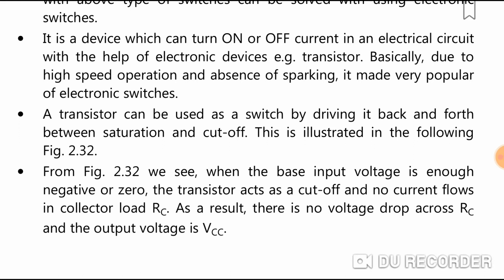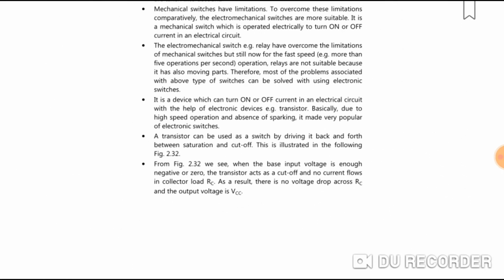A transistor can be used as a switch by driving it back and forth between saturation and cutoff. This is illustrated in the following figure. We see that when the base input voltage is negative enough or zero, the transistor acts as a cutoff and no current flows in the collector load RC. As a result, there is no voltage drop across RC and the output voltage is VCC.